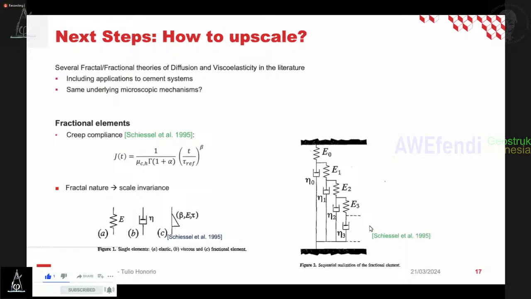Another interesting thing is that when you have power laws like this, we can explain the scale invariance because the exponent will always be the same, irrespective of the scale. So this question about the scale invariance should be solved. And we have several theories in the literature that have been using these power laws to describe creep and also diffusion. So what is nice is that this framework can provide a unified theory for both phenomena.